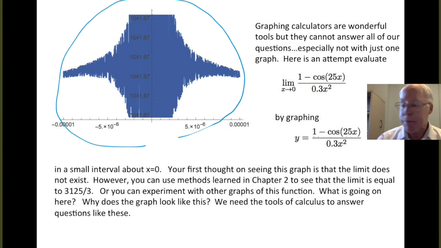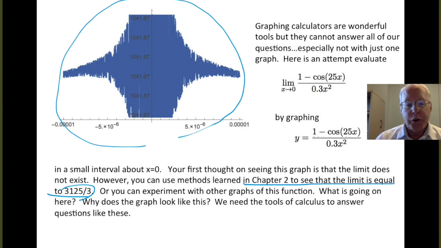However, you can use chapter 2 methods, which might be a nice review for the final, to calculate this limit, and you get 3125 over 3. Of course, you can also experiment with other graphs. There are other graphs that will show you the correct limit, although it'll be in decimal form, so it might be a little hard to predict this particular value.